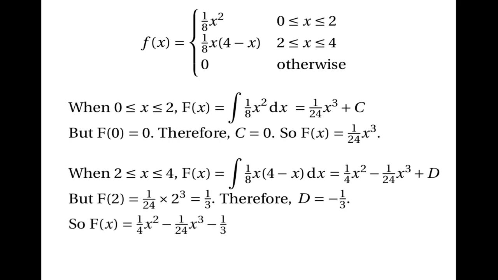So now we can say that f of x is actually a quarter of x squared minus 1 over 24 times x cubed minus a third, and that simplifies to 1 over 24 times 6x squared minus x cubed minus 8.